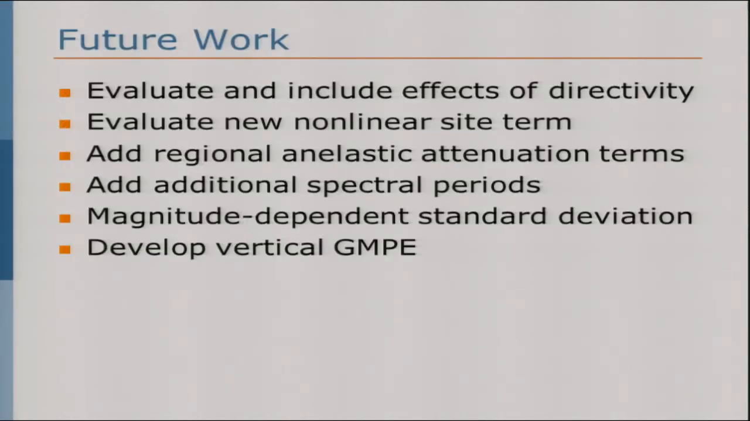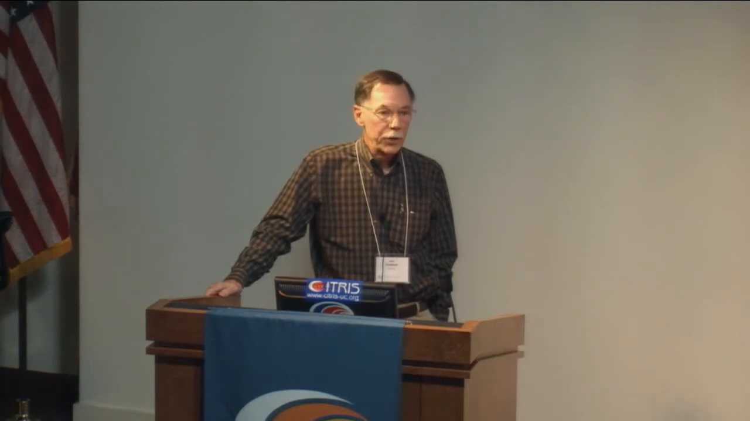Okay, so what we still need to do is evaluate and include the effects of directivity. So you heard what we're doing on that. We're getting help from others on that. We're going to evaluate the new nonlinear site term a little more and make sure we understand why we were getting differences from the Walling model and why the Walling model worked better, at least for our ground motion model. We're going to add regional inelastic attenuation terms, certainly Japan versus California. China, I don't know that we're going to, well, I don't know. Japan and California for sure. I don't know what we're going to do beyond that.